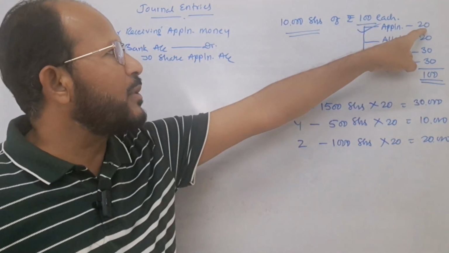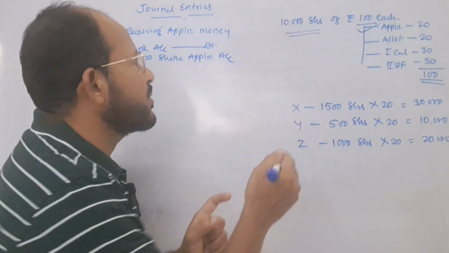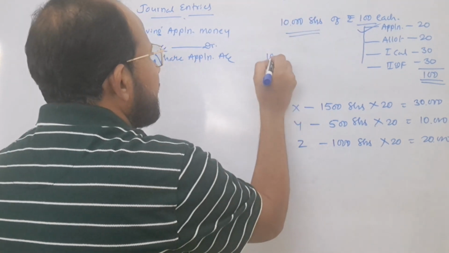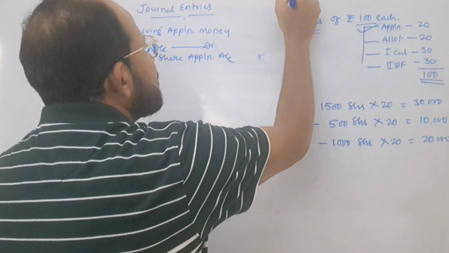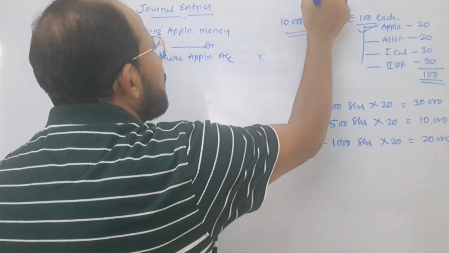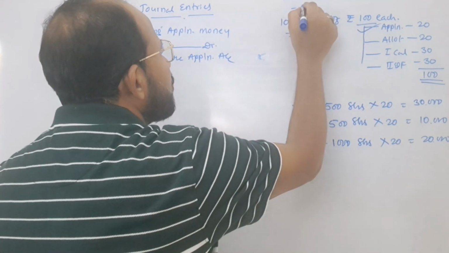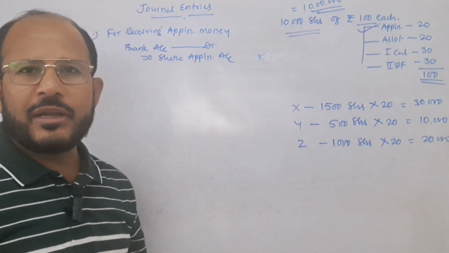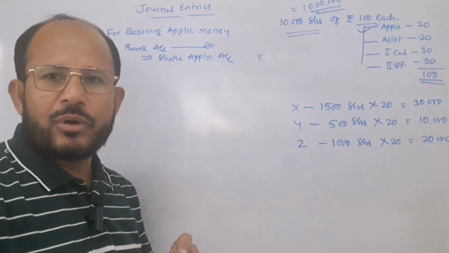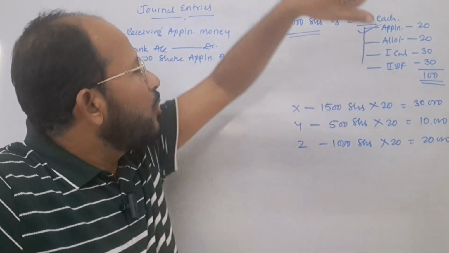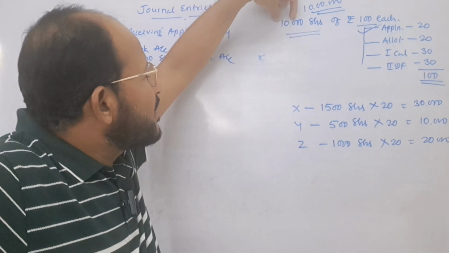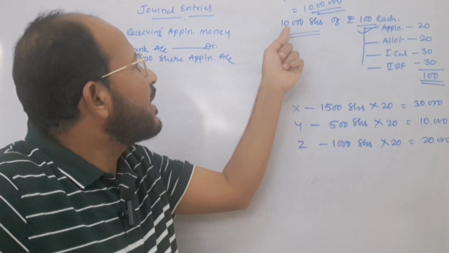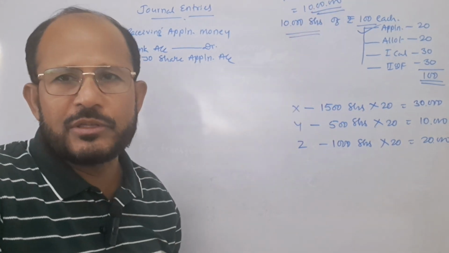What is the application money? Rupees 20 per share. For 10,000 shares, how much does it come to? Here I write 10,000 shares into rupees 20 per share. Is it rupees how much? Note that 10 lakh is the capital which the company is planning to collect by issuing the shares. How many shares is the company planning to issue? 10,000 shares. That is why by selling 10,000 shares, the company is planning to collect rupees 10 lakhs.